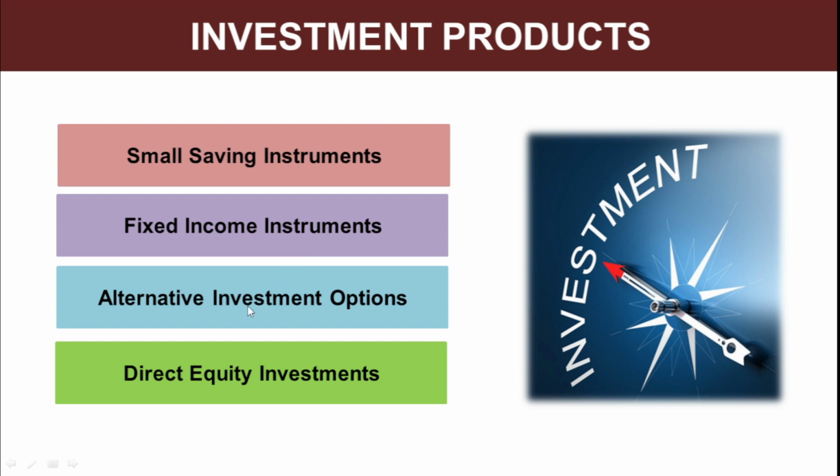Then in our next video, we would be talking about alternative investment options and direct equity investment. So in alternative investment options, we would try to cover some of the investment products like derivatives, real estate, private equity, and venture capital. In direct equity, we would be talking about how people invest through IPO as well as trading in stock exchanges. So these all things we would be focusing on majorly in this chapter number 4 in part 1 and part 2 videos.